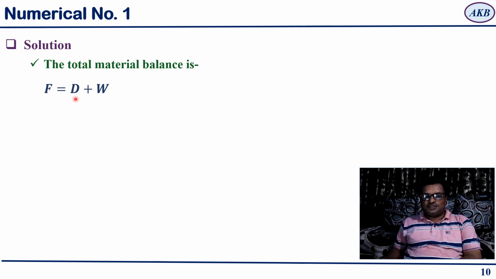So it is F is equal to D plus W. We have assumed basis of 100 for F to be 100, so it will be 100 is equal to D plus W, and let us call this equation 1. So we have got equation 1.